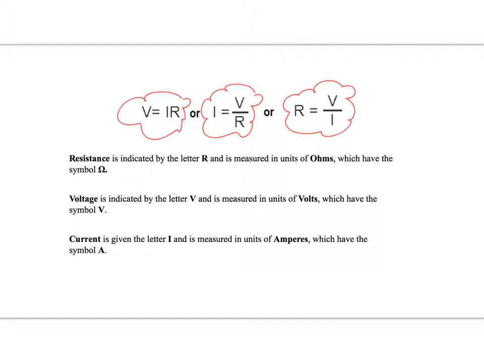The resistance is indicated by the letter R, and it is measured in ohm, with the symbol omega. For voltage, the unit is volt, and we use the symbol V for volt. Current is the electric current. The unit is ampere. The symbol for the current is I, and the symbol for the unit is A.